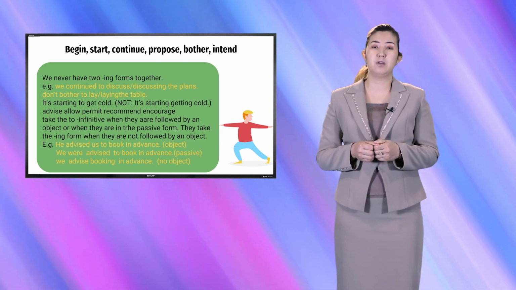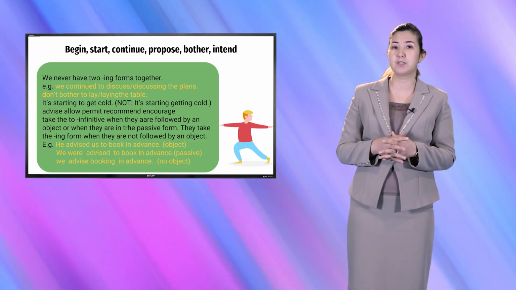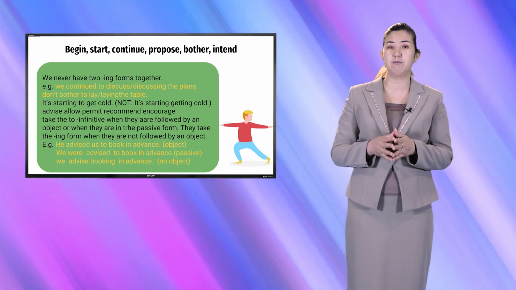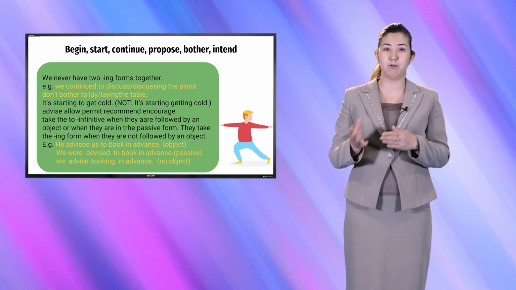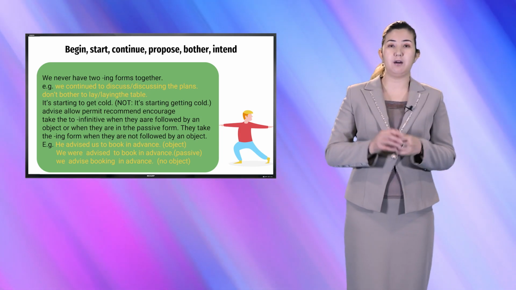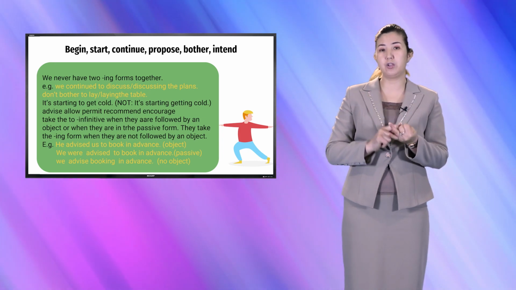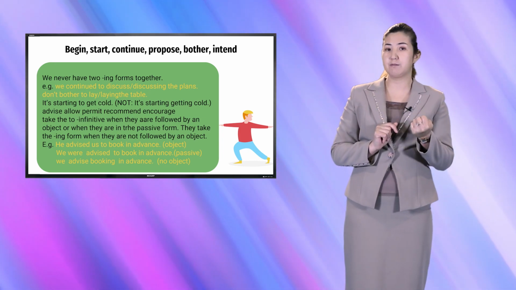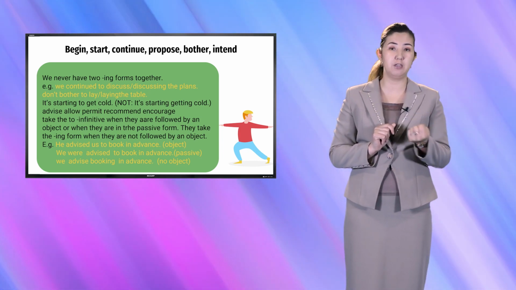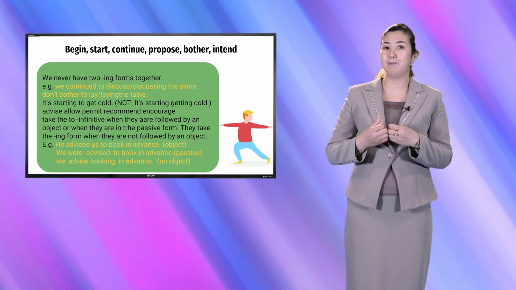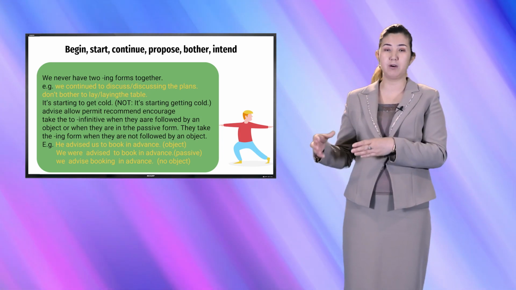And also there are certain verbs after which either gerund or infinitive comes according to whether an object follows or not. So they are advise, allow, recommend, permit, encourage. If these verbs are followed by an object, after which the infinitive comes. He advised me to park here.